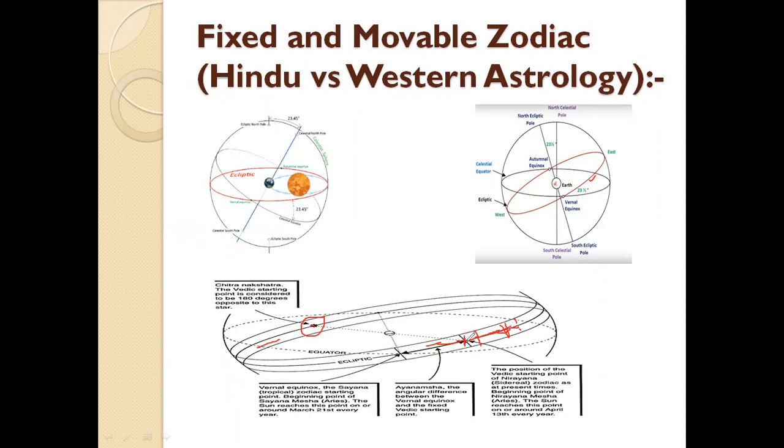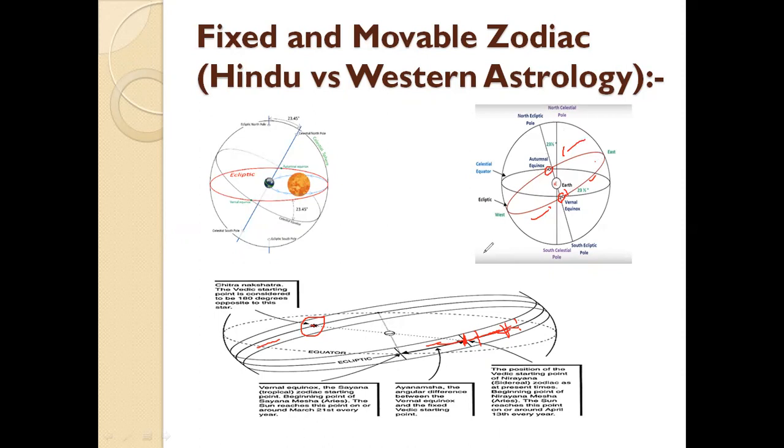So this starting point in space is basically our starting point. If you see, the sun cuts the celestial equator at two points, one here, the other one here. When it is coming from south to north, it is cutting here. This is called the vernal equinox. And when it is going from north to south, it is cutting here. It is called the autumnal equinox.